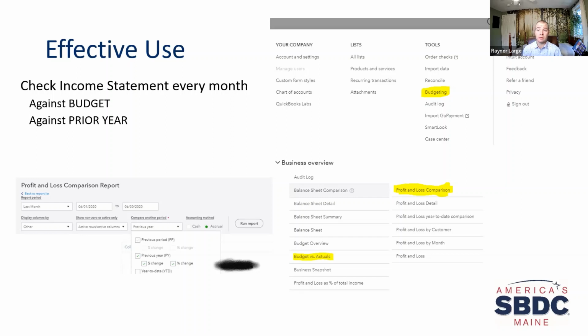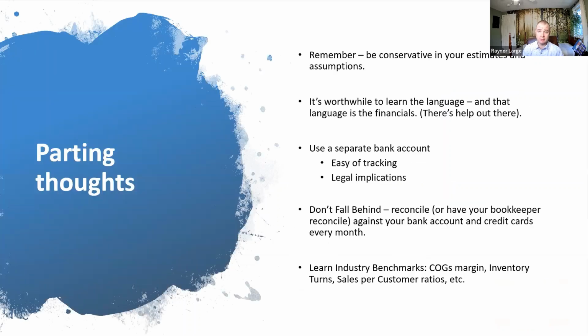You can also do the same report, profit and loss comparison, which I've also highlighted here, against prior year. And it's the same concept, right? You're saying, okay, January 2022 compared to January 2021. Am I doing better this year than I did last year? Am I doing better this year than I expected to do? If you can say yes to both of those, that's amazing, right? You're doing what you want to do. You're improving your business. If the answer is no, why not? And how can you change it?